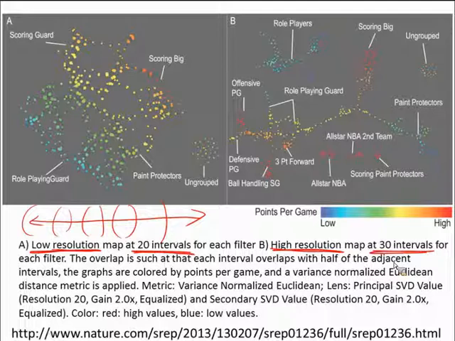So that's one thing. You can analyze your data at multi-scales, choose just a small number of intervals to do low resolution, choose more intervals to do high resolution, and you can see it does affect our data quite a bit.